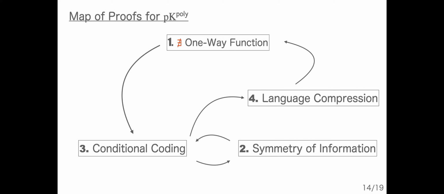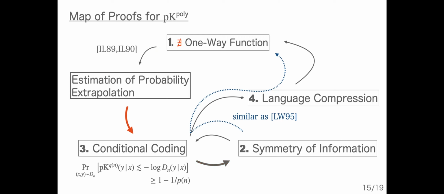Now I explain proof techniques. First, let's see the case of pK poly, where we can use the coding theorem. In our proof, as you can see, we go around the various notions, but the implication from the symmetry of information is similar to the previous work by Longpré and Watanabe. So I only focus on these two parts: from the non-existence of one-way functions to conditional coding, and from the conditional coding to symmetry of information.